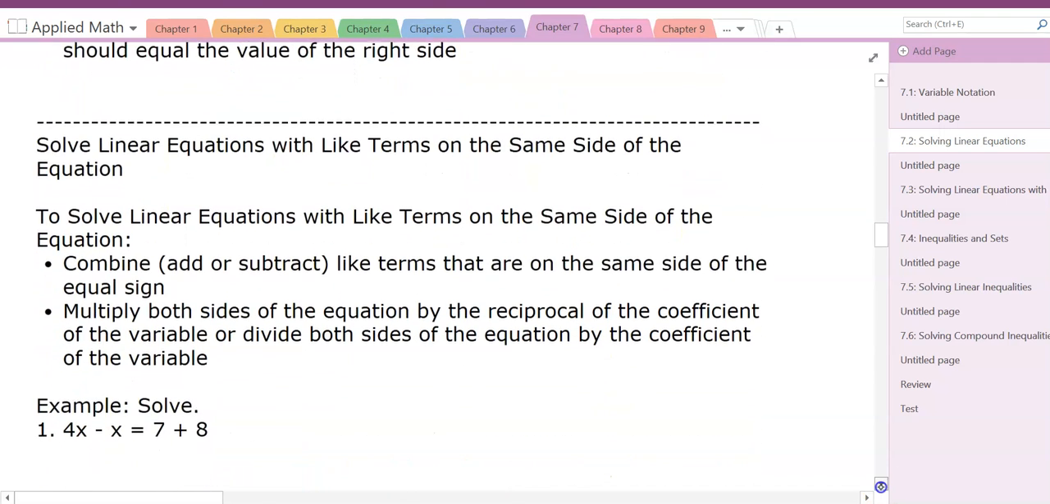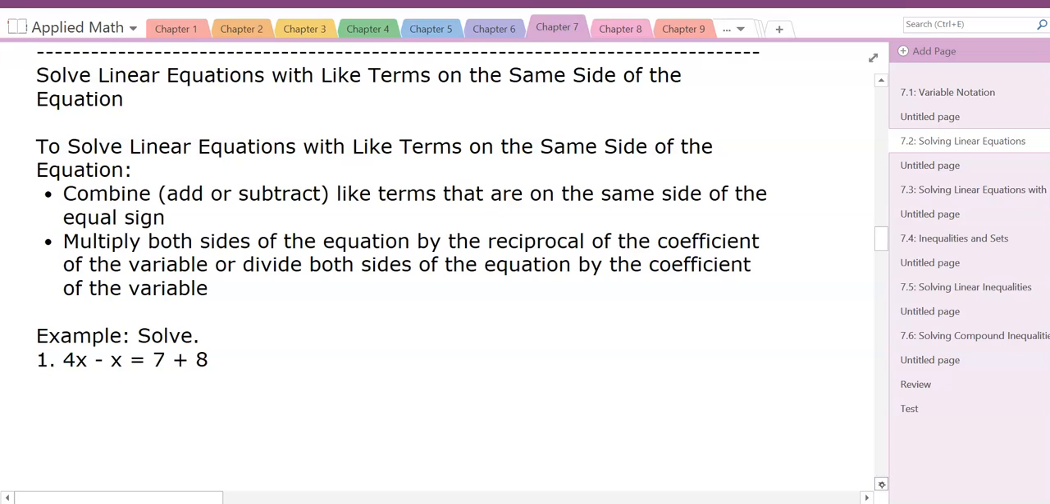Okay, we're going to get into some more problems that are not harder, but just a little bit more complicated. They've got more to them. Okay, so we're first going to talk about solving linear equations that have like terms on the same side of the equation. So if you've got something that has a bunch of x's and they're not all simplified down to one term, you need to do that first. So if you see a 5x and a 3x and a -2x, you need to combine those first before you try to solve the equation.